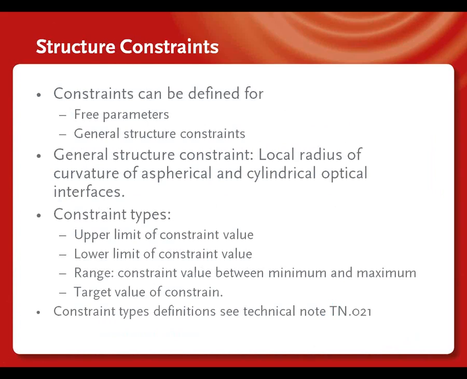So in addition to merit function constraints, we have also structure constraints that limit, for example, the free parameters. So if you have a distance, for example, between two lenses, you can set a maximum or a minimum value, or again, a target value. We have also an additional type of constraints, and we call this in general structure constraints, and this is a little bit different from other software.